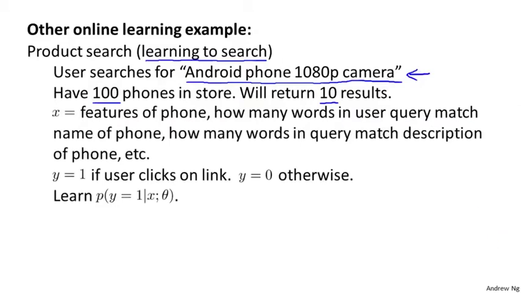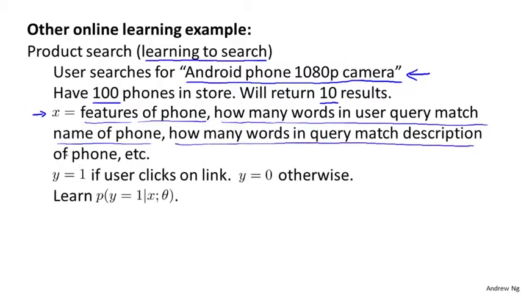For each phone, and given a specific user query, we can construct a feature vector x. So the feature vector x might capture different properties of the phone. It might capture things like how similar the user search query is to the phone. So we capture things like how many words in the user search query match the name of the phone, how many words in the user search query match the description of the phone, and so on. So the features x capture properties of the phone, and they capture how well the phone matches the user query along different dimensions.